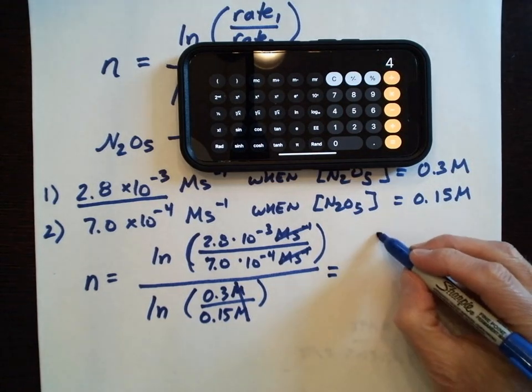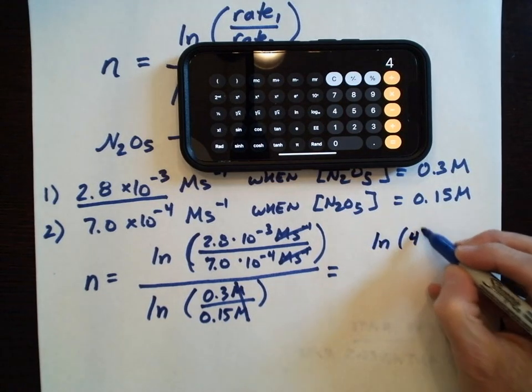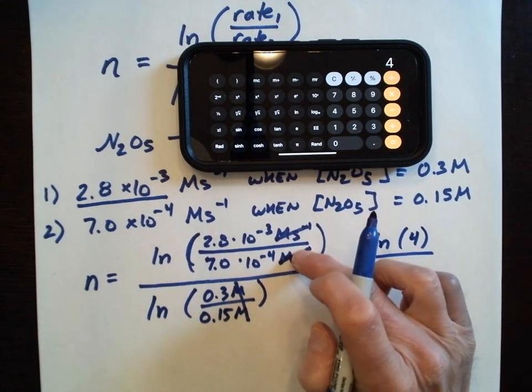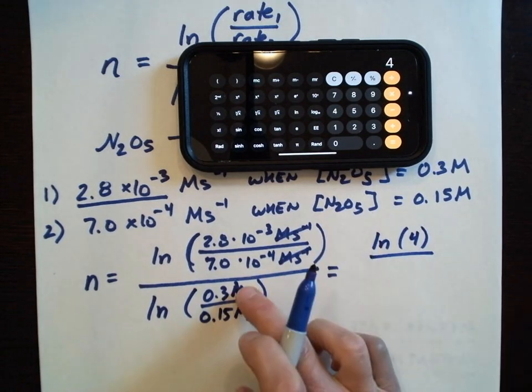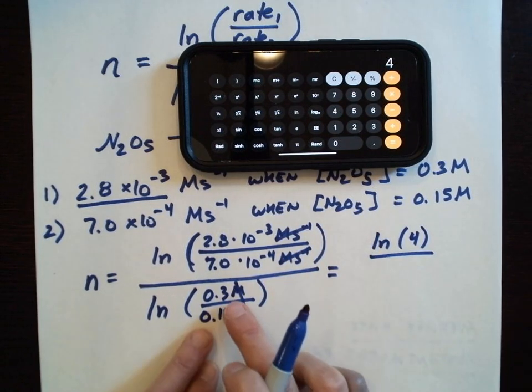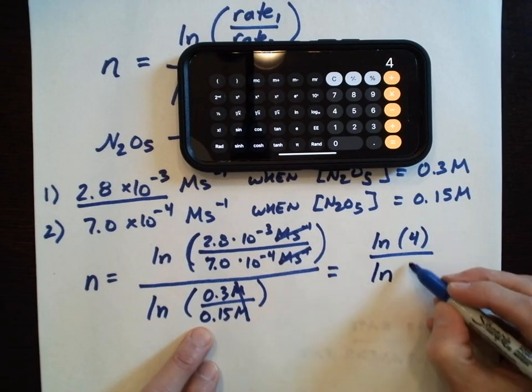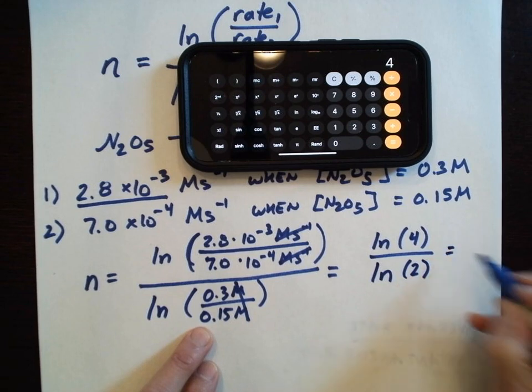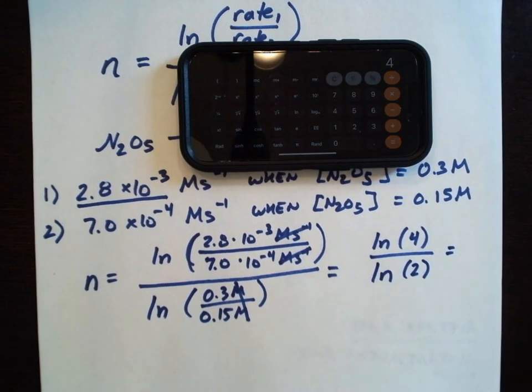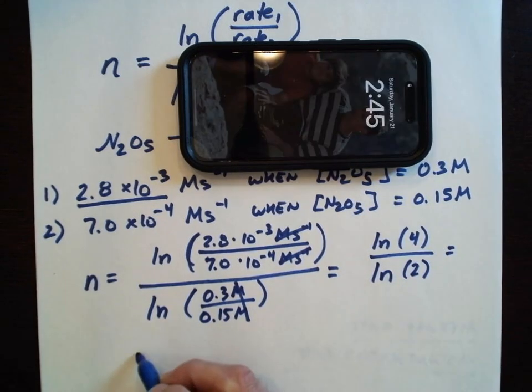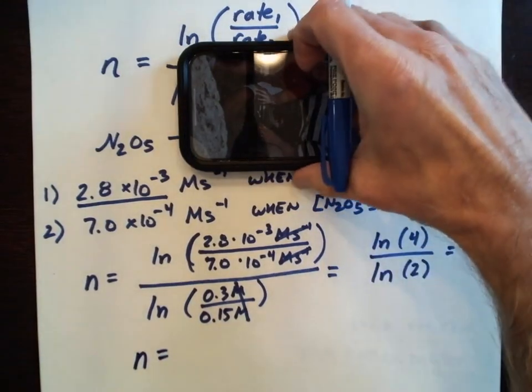That's 4. So on the numerator, we're going to have the natural log of 4. This divided by this is 4. Here, I hope you see that 0.3 divided by 0.15, well, that's 2, isn't it? So in the denominator, we're going to be taking the natural log of 2. So what's n going to be equal to? Let's see.